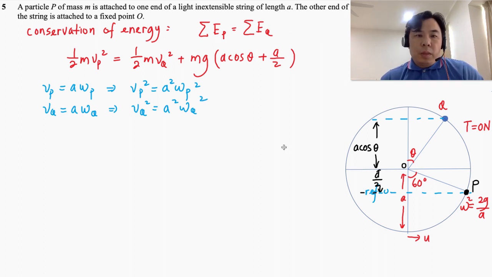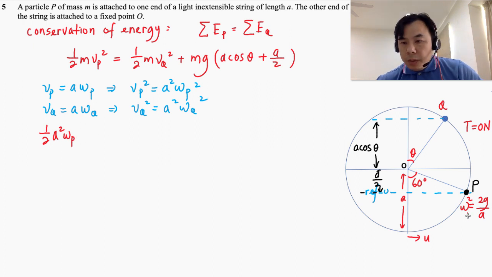Okay, so I hope that is clear. From here, we're going to substitute this into this equation. We will have half the mass. Now in this case, all the mass can be further reduced. So therefore, in this case, we have a square omega p. This is omega p here.